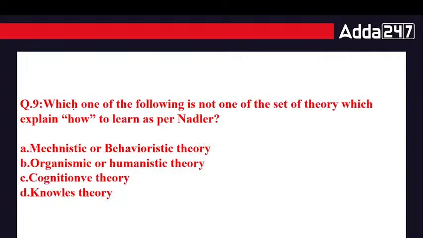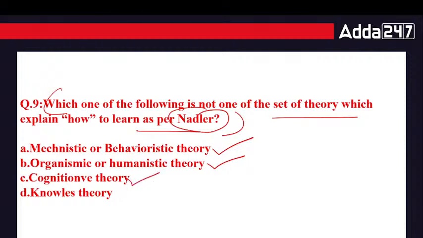Okay. Now, which one of the following is not one of the theories given by Nadler? Nadler has given 3 theories, right? Mechanistic, organismic, and cognitive. These are the 3 theories he has given. Knowles is not one of the theories. So the right answer is of course D.